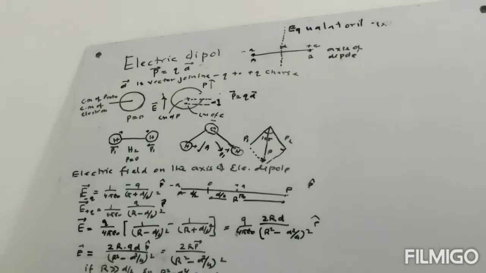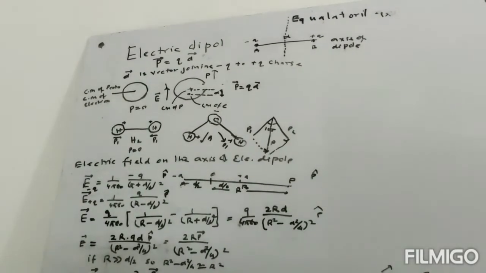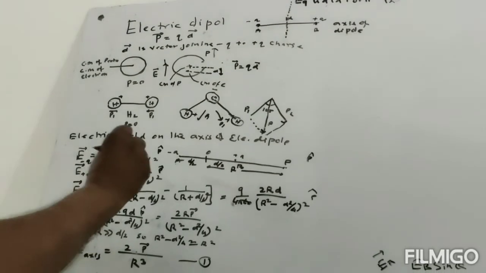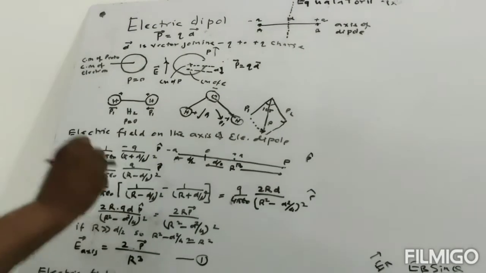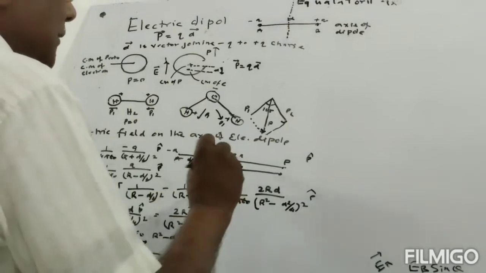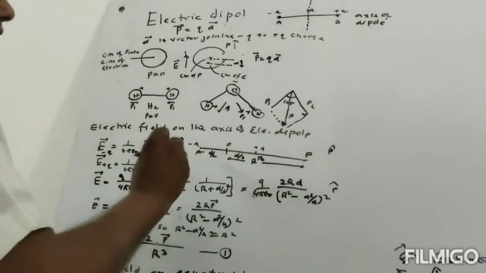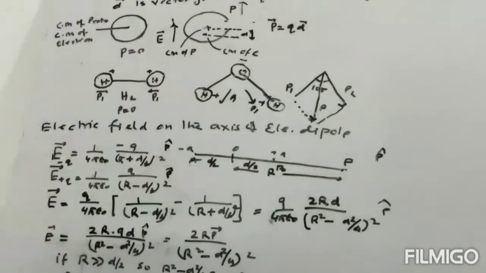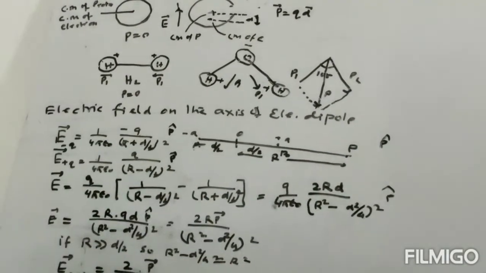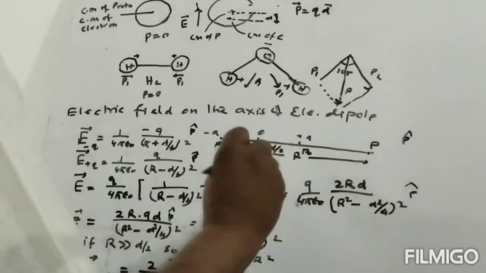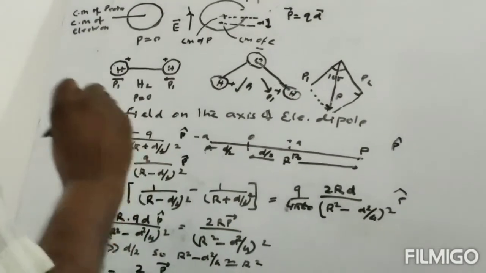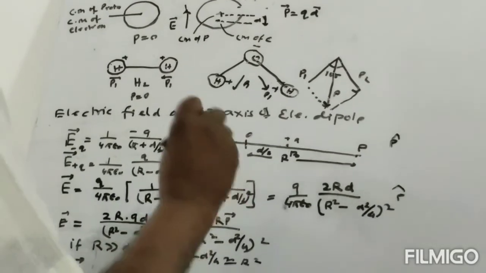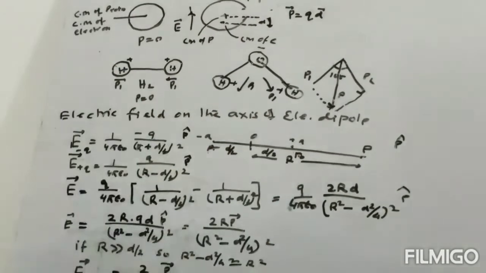Now we will find the electrical field on the axis of an electrical dipole. Now we consider a dipole whose minus charge is at A and plus q charge is at B. The distance between the center of the dipole and the point P on the axis where we want to find the electrical field is capital R. The distance between A and O is equal to the distance between O and B, which is equal to d by 2.